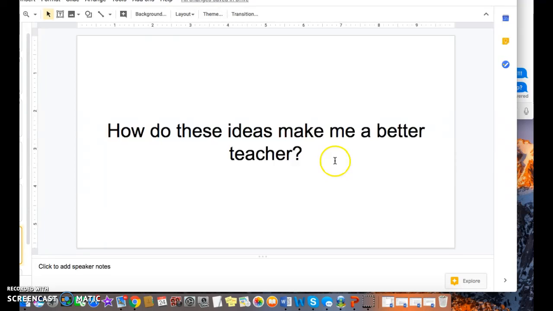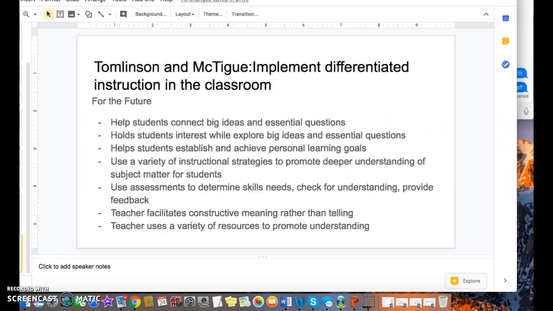So how do these ideas make me a better teacher? So implement differentiated instruction in the classroom. So for the future, I can help students connect big ideas and essential questions. And in math, this could just be something as easy as what is a slope? Hold students' interest while exploring big ideas and essential questions. So this could be, on a boring math lesson, trying to connect it to a real world experience that could get students engaged.